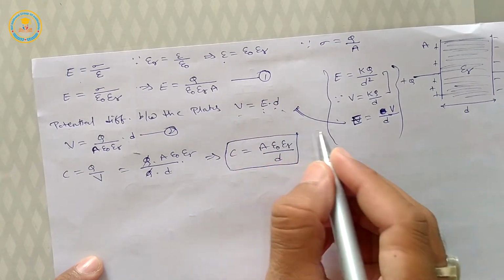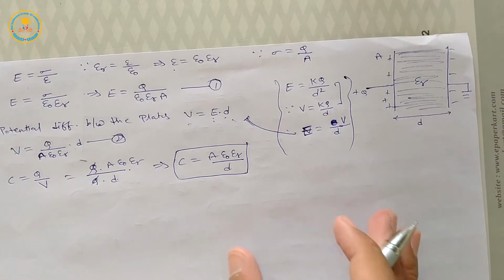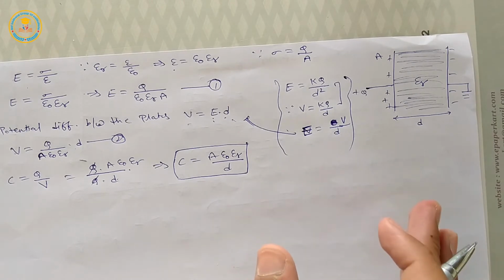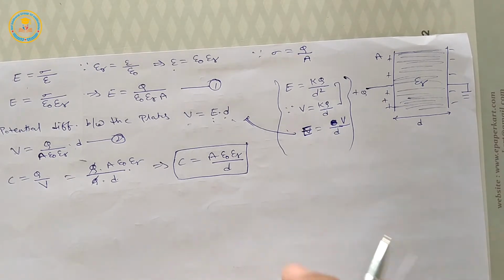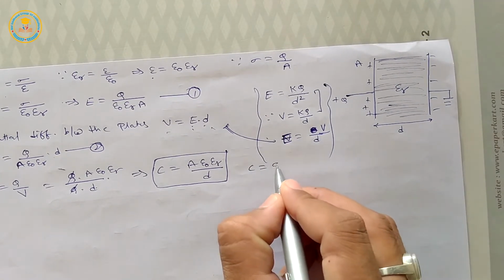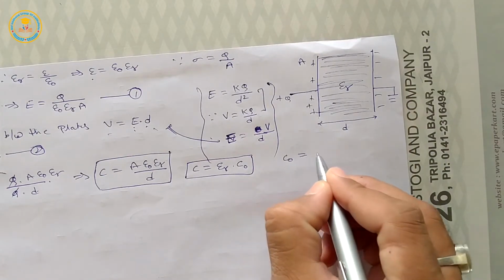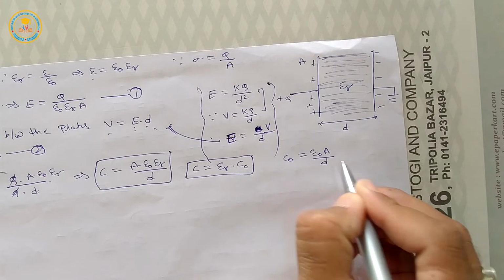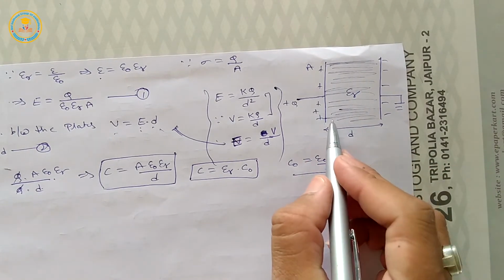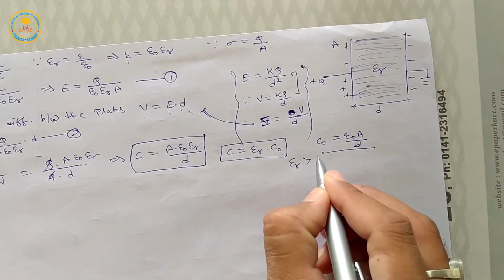This is the capacitance of a capacitor when the dielectric is completely filled between the plates of the capacitor. Okay. From this equation, we can write C is equal to epsilon r into C naught. Here, C naught is equal to epsilon naught A upon d. This is the capacitance when vacuum fills the space between the plates. We know that epsilon r is always greater than 1.